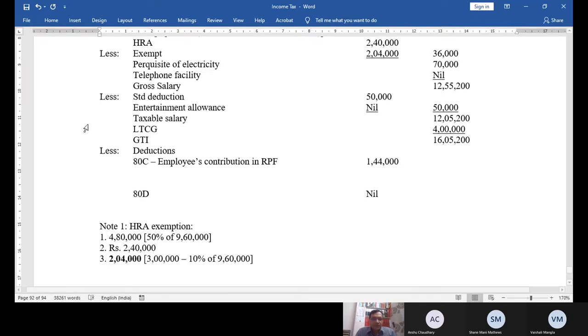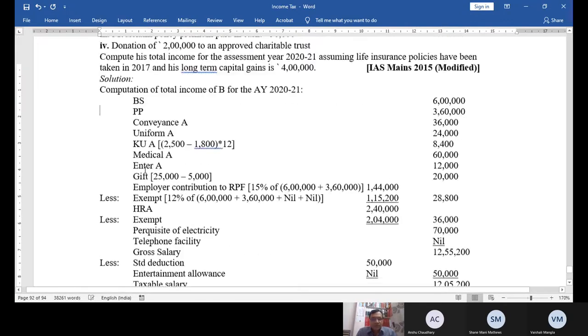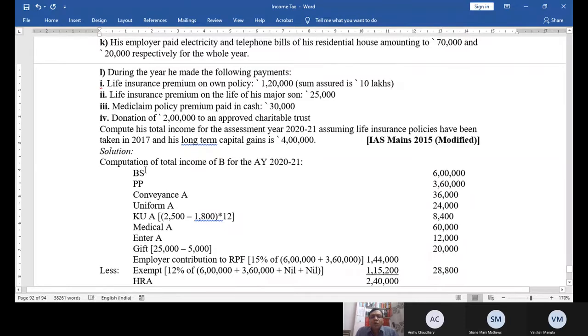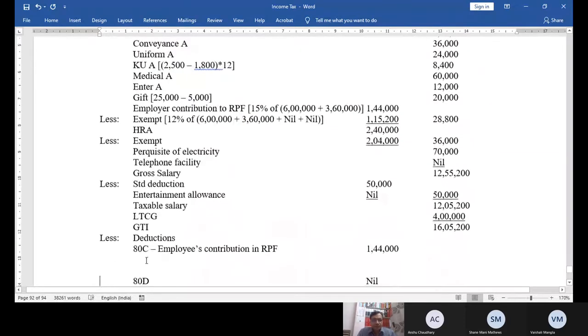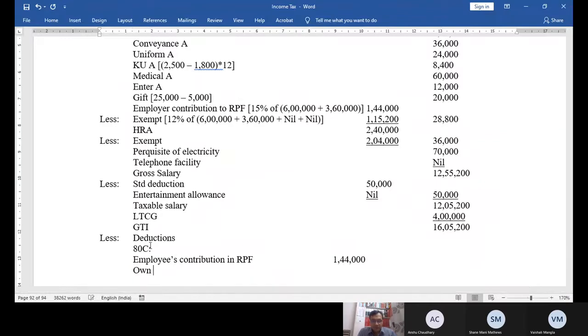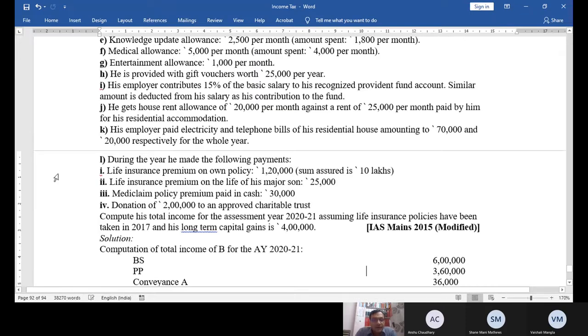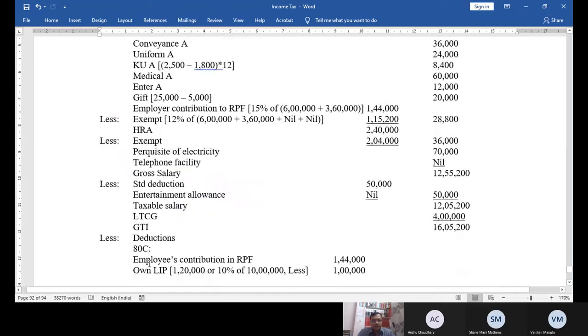Now it's very easy because own policy, own life insurance policy 1,20,000 or 10% of sum assured, whichever is less. 10% of sum assured is less, so deduct 1 lakh. Next point. LIC on the life of major son. Since sum assured is not given, I will assume that 25,000 is eligible.